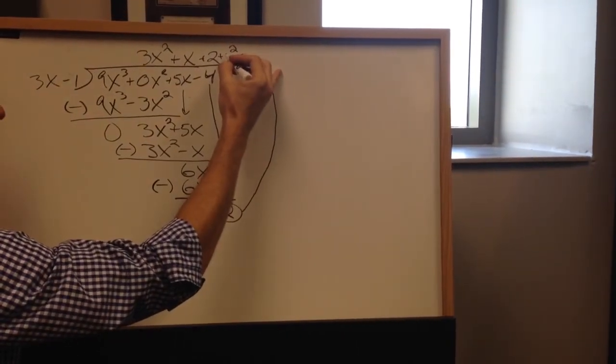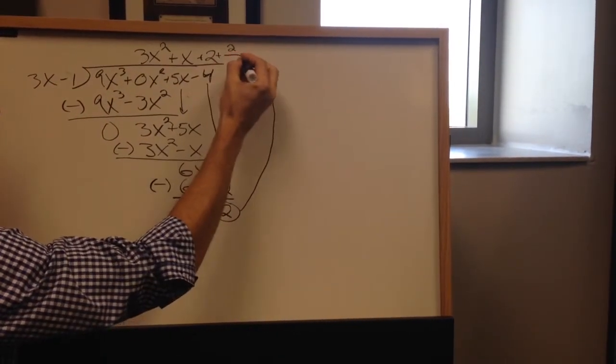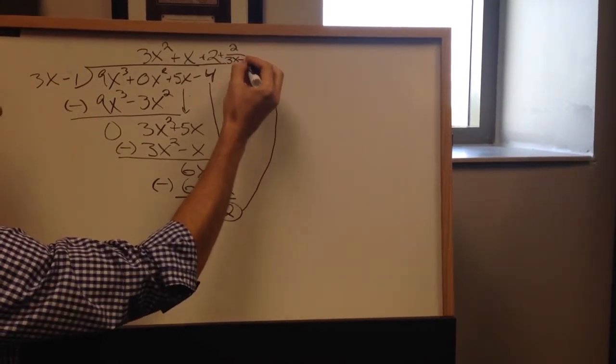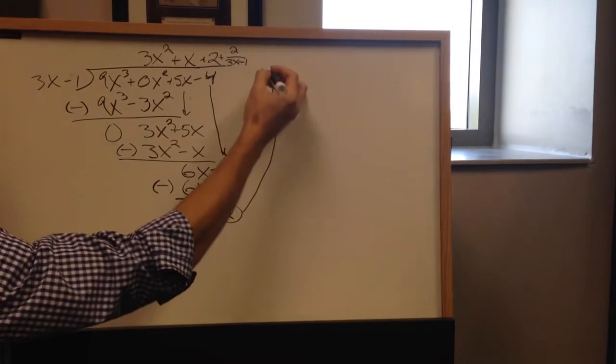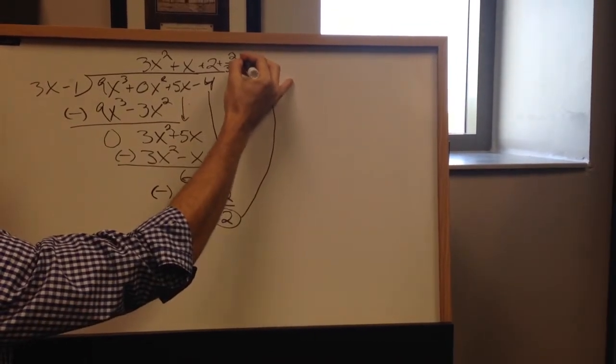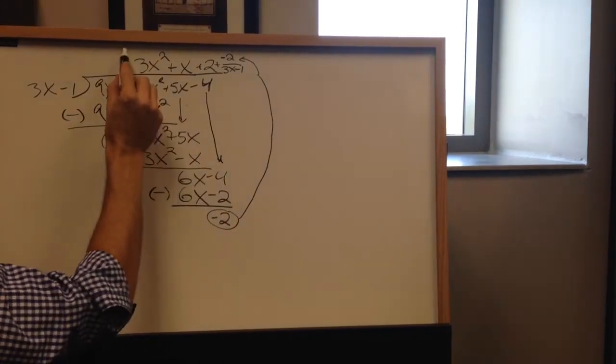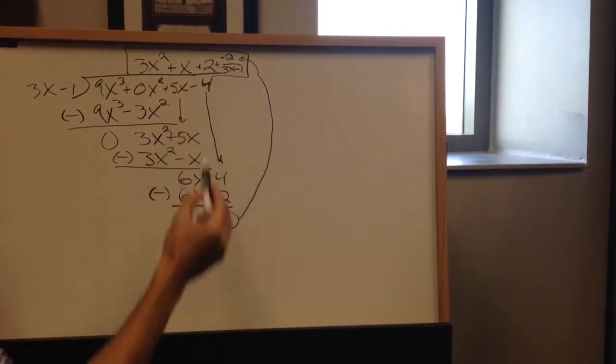and we make sure still to divide it by our divisor of 3x minus 1. And that needs to be a negative 2 in the numerator up there. Everything that's up here is your final answer for the division problem.